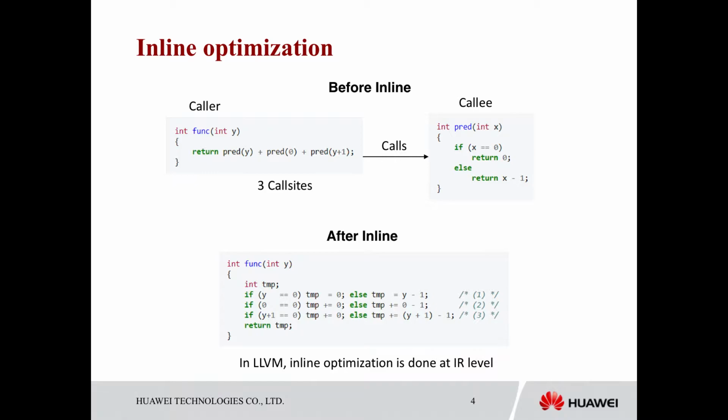As a small example, assume this is your caller and you have three call sites in your caller, and these are the calls to the callee. If you inline those three call sites, you're going to have the function body inside the caller, and you're going to end up with something like this. And in LLVM, normally inline optimization is done at the IR level.